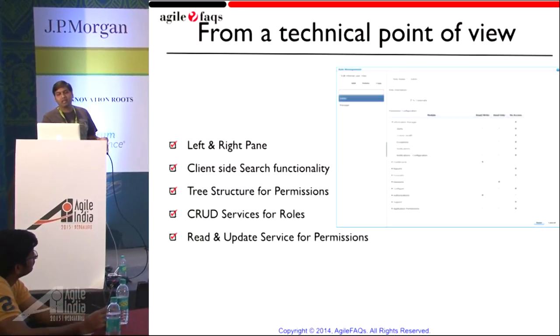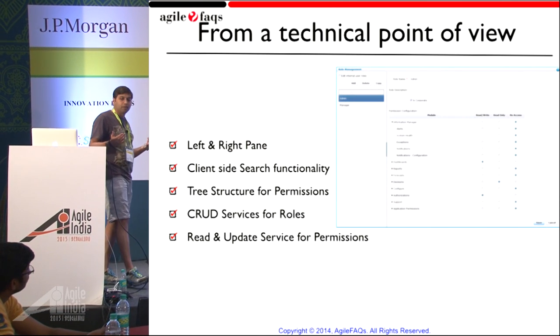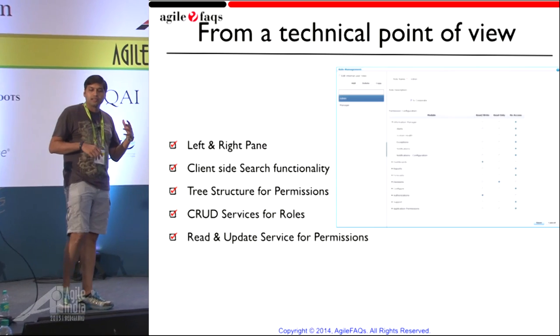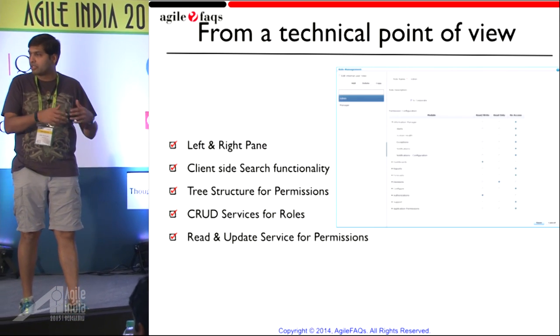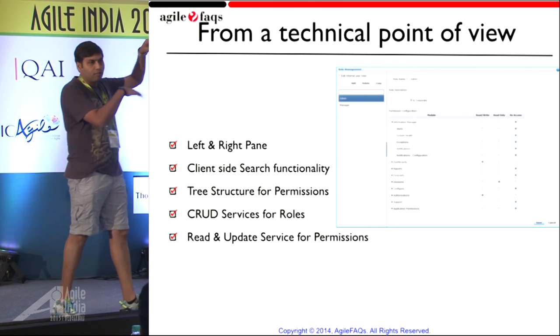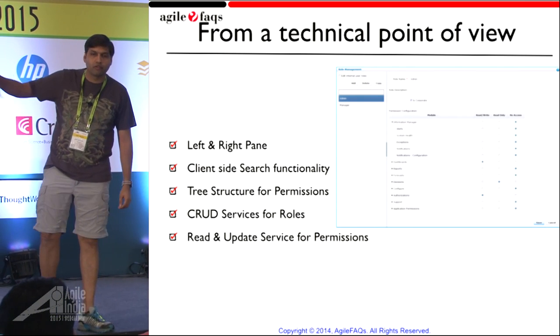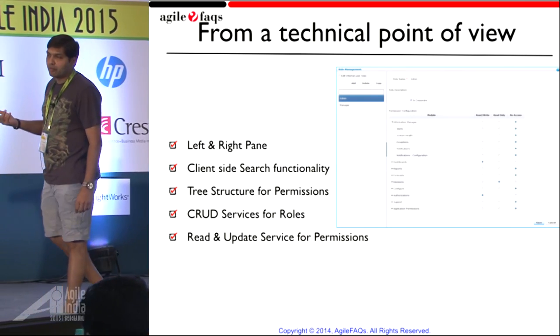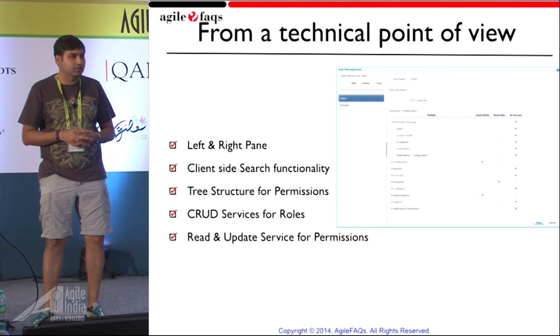Now, from a technical point of view, you also need to look at, there is a left pane and the right pane. There are two things that you have to work on. There is the client-side search functionality, right? When you search for something, it filters. There's this tree structure for basically viewing the permissions. There is the CRUD service for the role, and then there is the read and update service for the permissions. Right? This is what this encompasses.